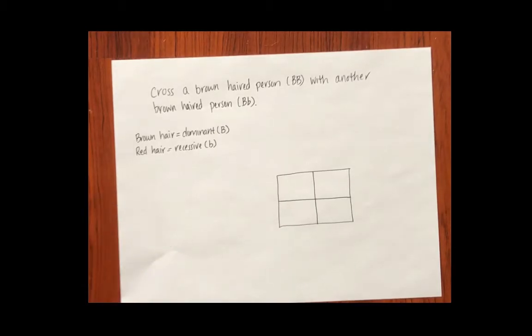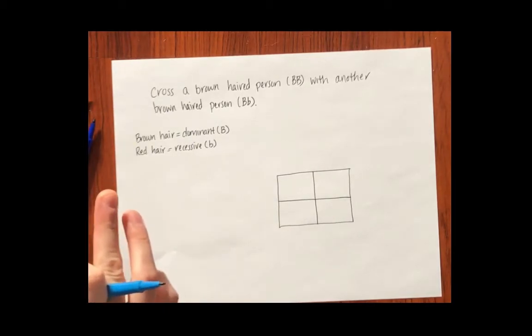This is kind of the second part of it. This is what's called a Punnett square. It's a way to figure out exactly what's going to happen to the offspring if two different organisms are crossed, kind of like doing your work in math. So if I cross a brown-haired person with another brown-haired person, what's going to end up happening?